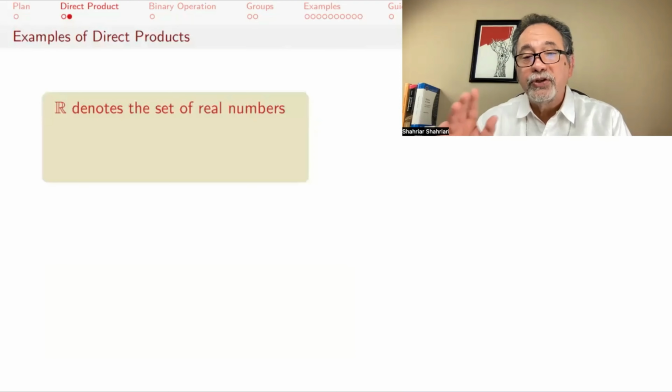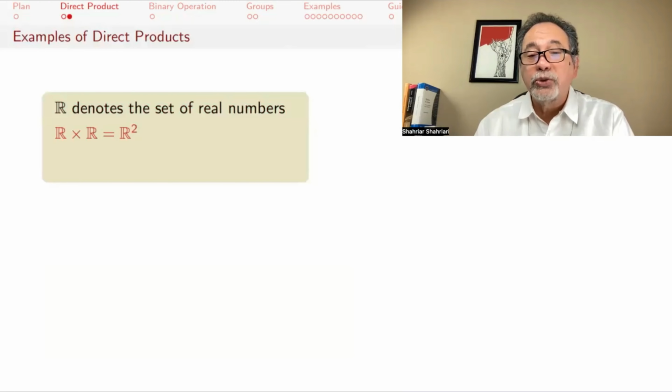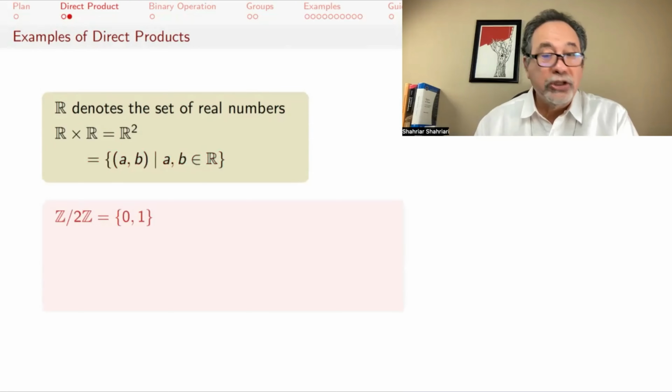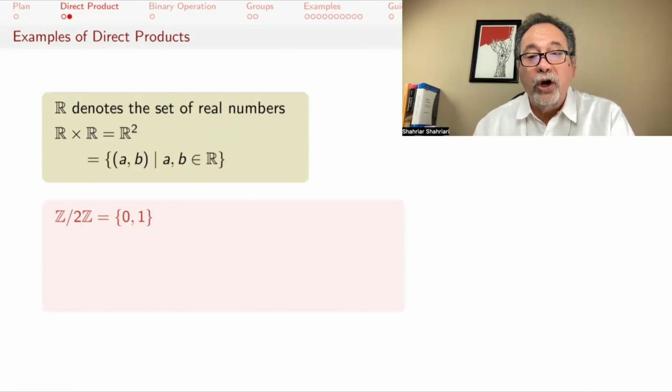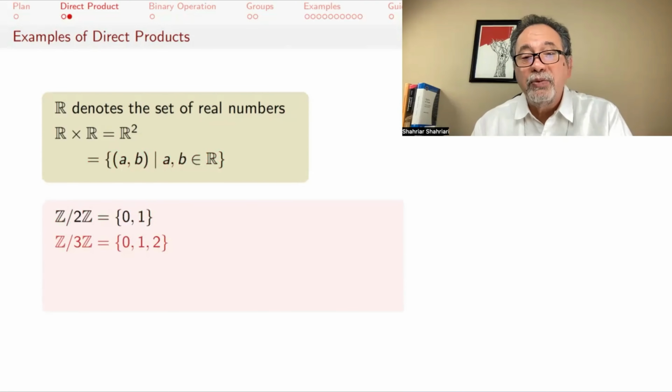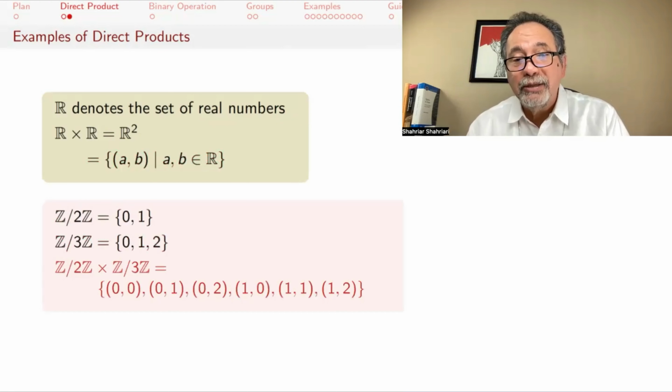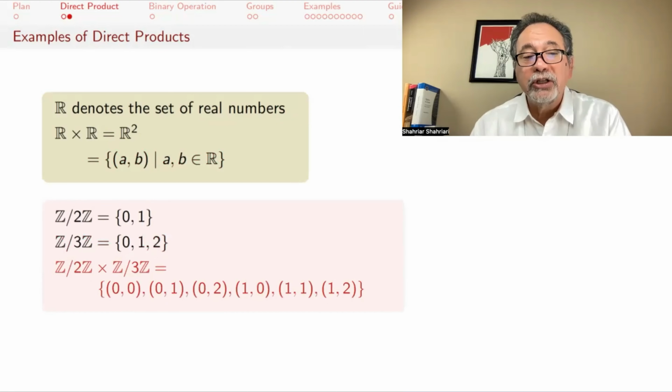Examples of direct products you've seen already. If R denotes the set of real numbers, then R cross R is what we call R2. Any element of R2 is a pair of elements from R. Z mod 2Z is 0 and 1, integers mod 2. Z mod 3Z, its elements are 0, 1, 2. Those are integers mod 3. And then Z mod 2Z cross Z mod 3Z, the direct product, will have 6 elements. If you notice, the first entry is either 0 or 1, because Z mod 2Z has that, but the second entry could be 0, 1, or 2.